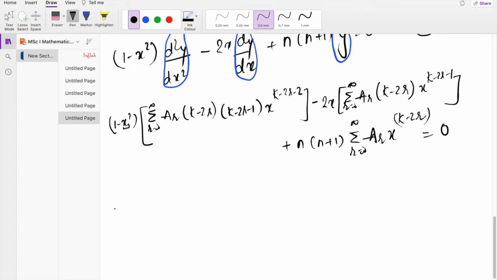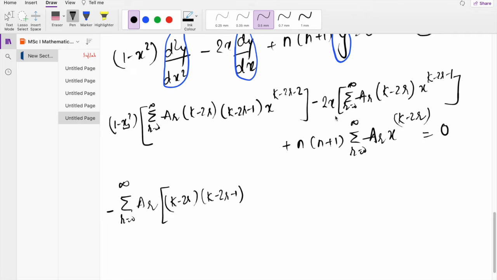So due to this negative sign, first will give me, right, just remove this bracket too. Summation r tends to 0 to infinity, ar is constant. If I multiply x square inside, this will give me this coefficient too. Just put it in a bracket. This will give me k minus 2r, k minus 2r minus 1. Alright, and the power must be x to the power k minus 2r.